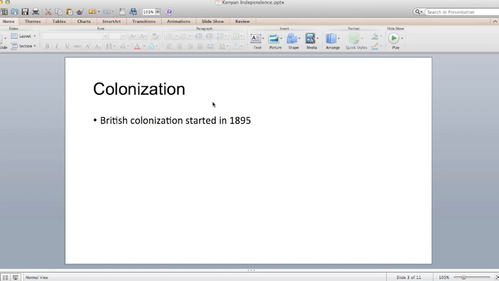In this slide, the setup of the scenario is seen. It explains that British colonization started in 1895. This will tie to the resolution, which will be independence.